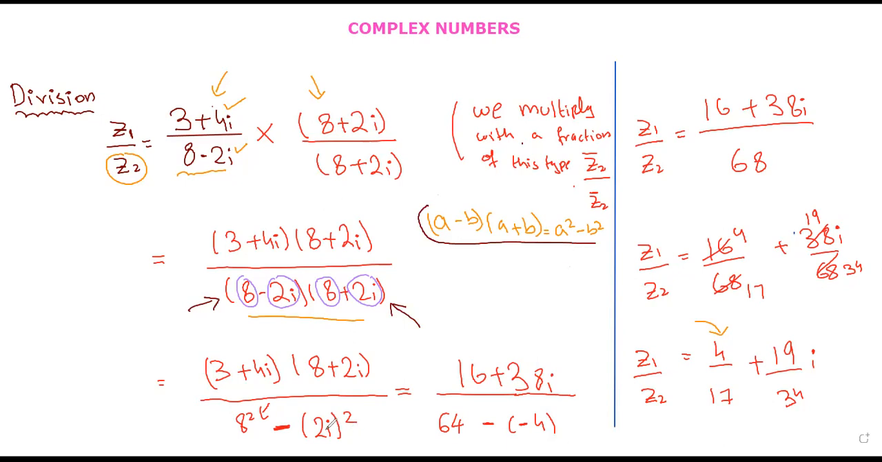This iota gets squared, and when this iota is squared, we get rid of that because we use -1 instead of iota square, right? And this was our goal. In order to get rid of the complex number or iota from the denominator, we multiply by the conjugate of this fraction here, just so we get this type, just so we get a minus b, a plus b.